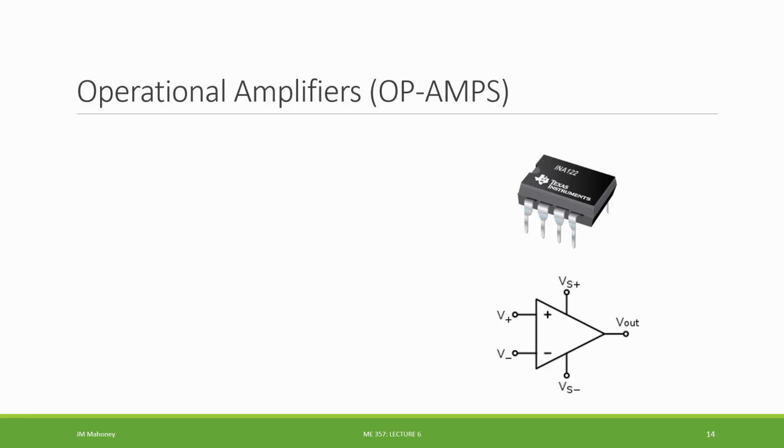Operational amplifiers, or op-amps. These are devices that are going to take an input signal, or really two sides of an input signal, and output an amplified or attenuated version of it. Amplification is where the voltage coming out is going to be greater than the voltage coming in, whereas attenuated is going to be the opposite.